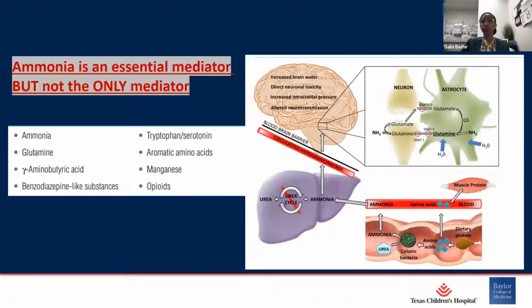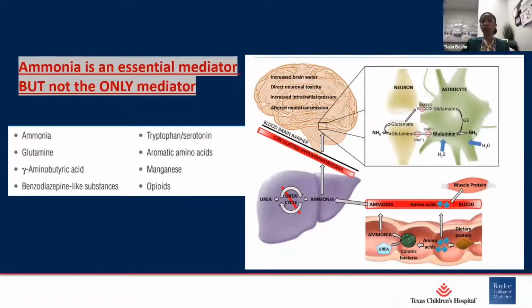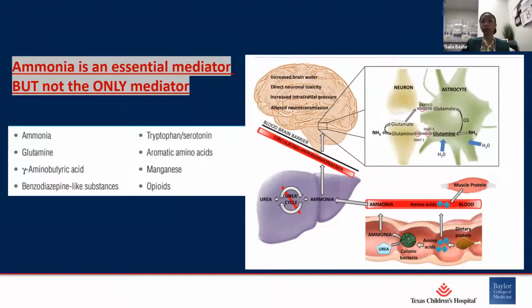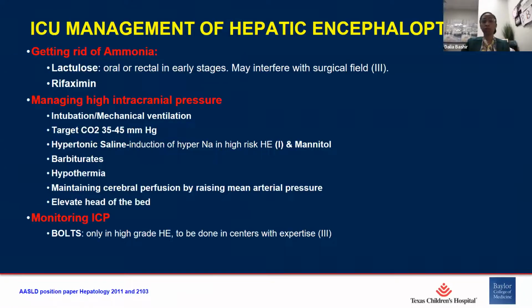But ammonia is an essential mediator, but not the only mediator in this. As we can see, ammonia, glutamine, alpha-aminobutyric acid, tryptophan, manganese, and opioids all contribute to the hepatic encephalopathy. So once these patients make it to our ICU, the key for us is to try to balance managing the high intracranial pressure and trying to get rid of the ammonia. So these patients are placed on lactulose and rifaximin to try to clear the ammonia.